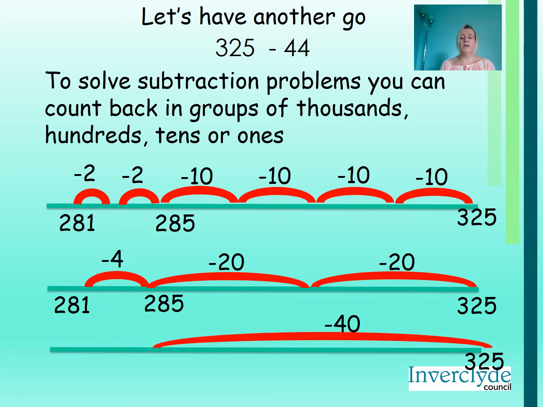Or did you make one big jump of take away 40 to get to 285 and then taking away 4 to get to 281? Do you notice that all the answers are 281? Can you think of another way you could have solved that problem? Can you explain which one might be the most efficient way and why you think it is?